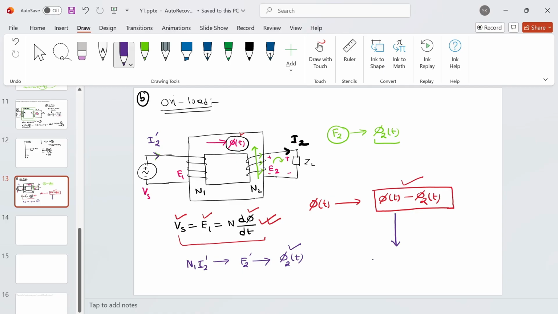My core flux is something like this. Initially the core flux was phi of t. Because of the secondary current I am getting phi 2 of t, and again because of the primary additional current I am also getting another flux, phi 2 prime, and it should be in such a way that it can cancel the secondary flux. So these two will cancel and I'll be having only phi of t. So this is how your flux will be maintained at steady state, even though there is a loading in the secondary circuit.